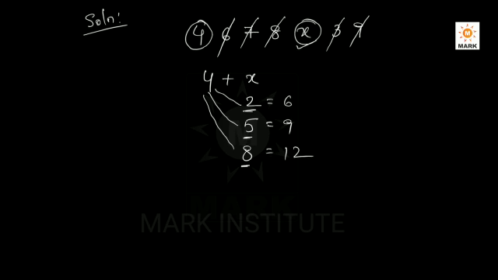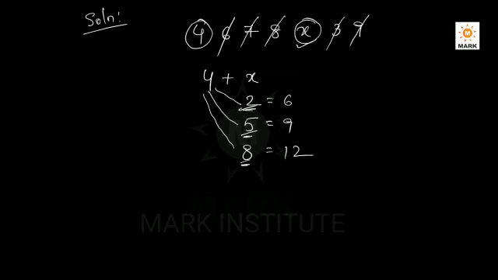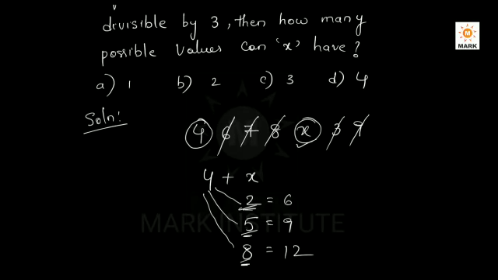So how many values do we have? 2, 5 and 8. That means 3 values. So x can have 3 values. x can be 2, or x can be 5, or x can be 8. If you put any of these 3 numbers in the place of x, then the entire number is divisible by 3. So the number of possible values that x can have is 3. So option C is the correct answer for this question.